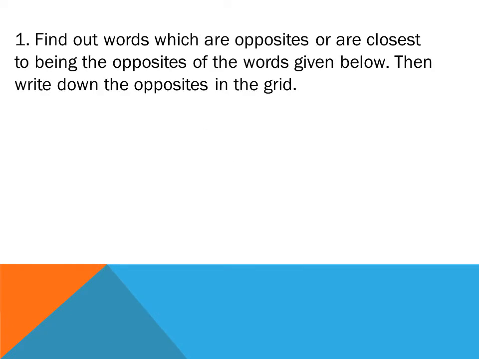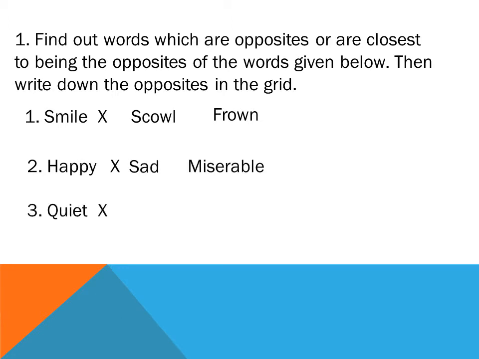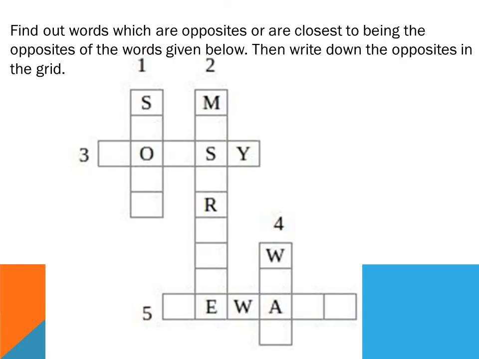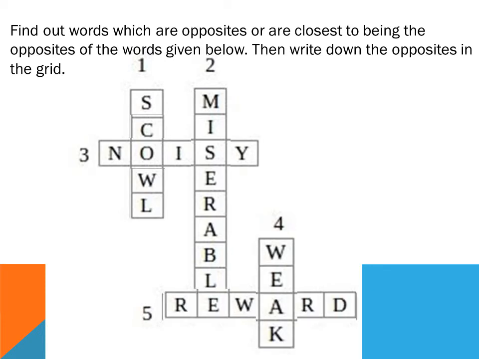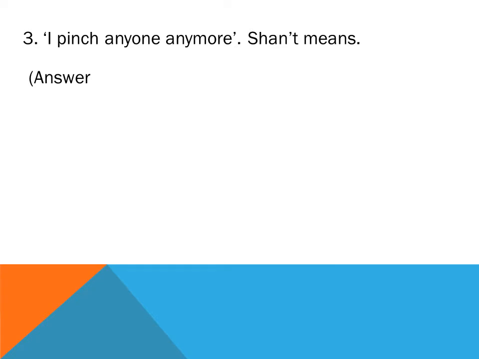Find out the words which are opposites or are closest to being the opposites of the words given below. Then write down the opposites in the grid. Smile: scowl or frown. Happy: sad, miserable. Quiet: noisy. Strong: weak. Punish: reward. Now write in the grid. First, scowl. Second, miserable. Third, noisy. Fourth, weak. And fifth, reward.